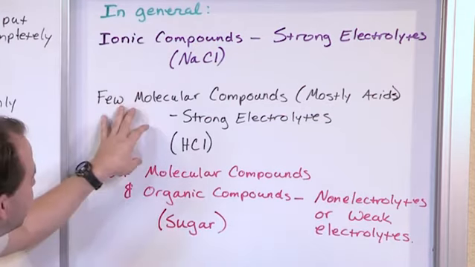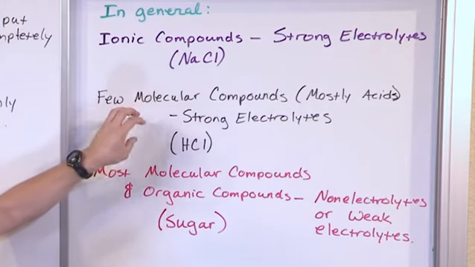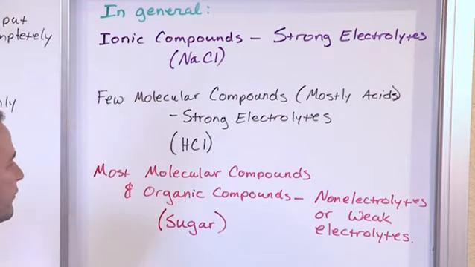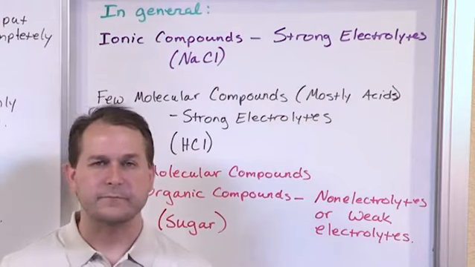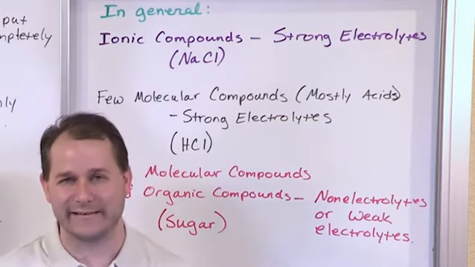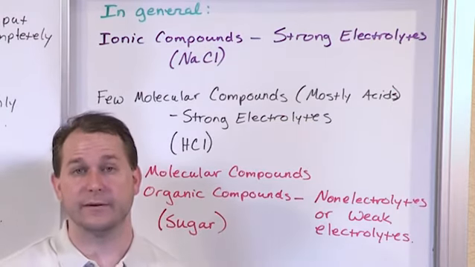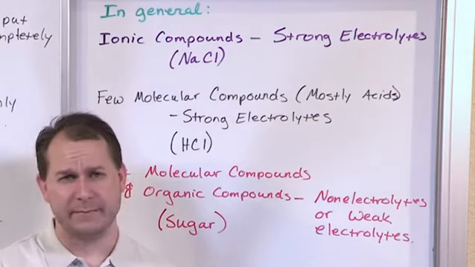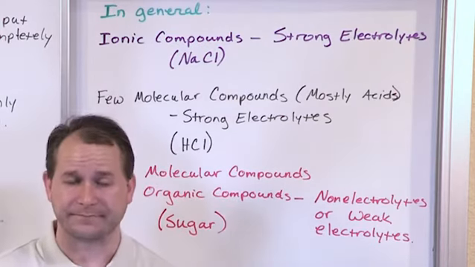Now, there are some exceptions. One of the biggest classes of molecular compounds that is a strong electrolyte is actually these acids. So when we do reactions with acids very soon in the next couple of sections, the acids are going to be in aqueous solution, right?